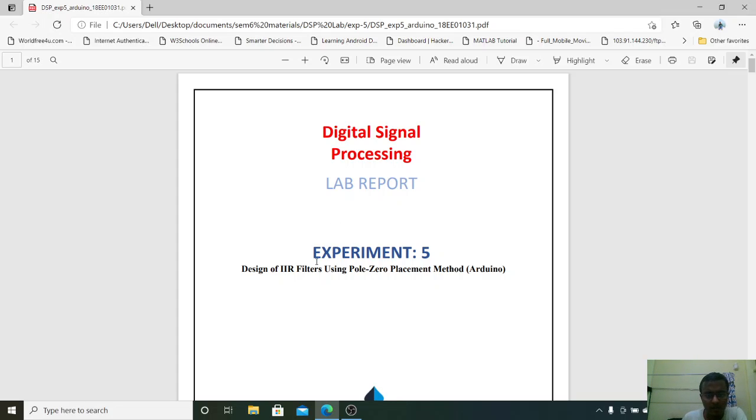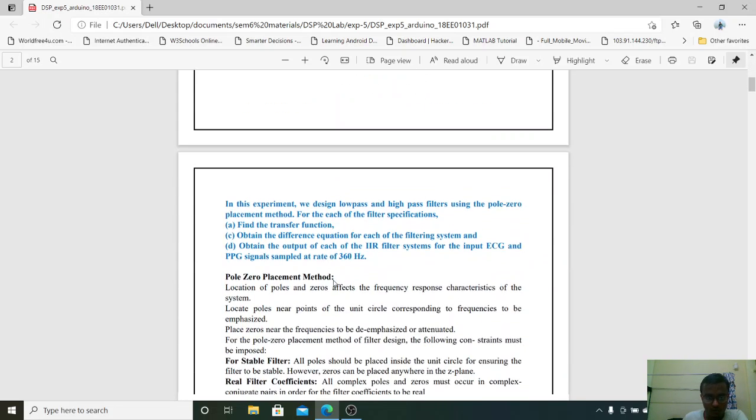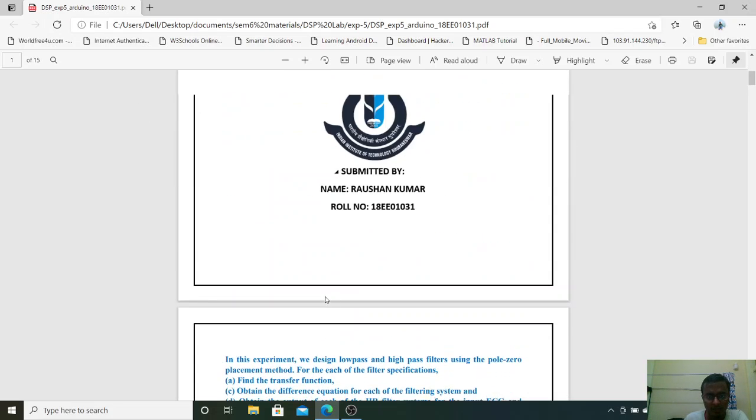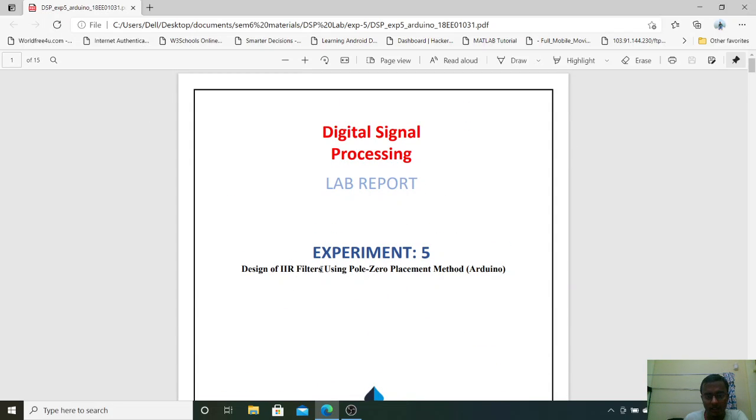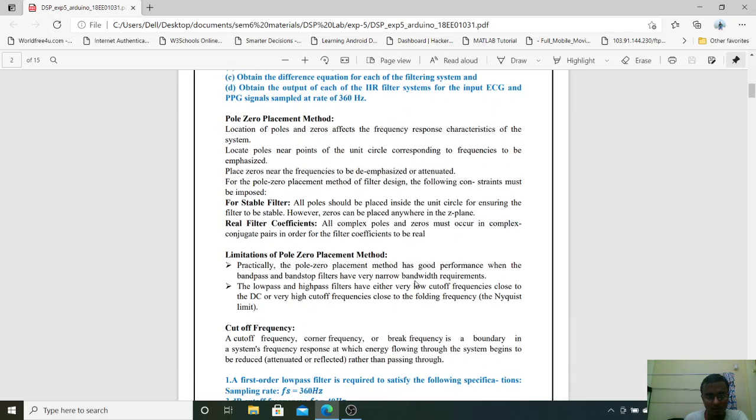Today I will be explaining my experiment number 5 of the digital signal processing laboratory. I have explained this report earlier also, but that one was in MATLAB, and in this one I will be implementing this in Arduino. So the theory part will be the same. The title is designing IIR filter using pole zero placement method.